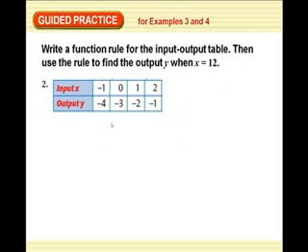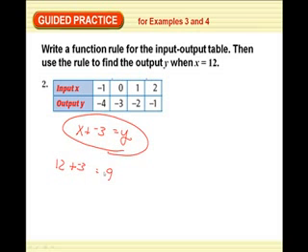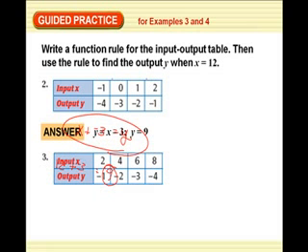0 plus -3, you know what? I got it right away. x plus -3 equals y. We'll check it. -1 plus -3 is -4. 0 plus -3 is -3. 1 plus -3 is -2. 2 plus -3 is -1. So we got it. So then we put in a 12: 12 plus -3 is 9. So there's my rule, and there's my output when I put 12 in for my input. There we go. Good stuff.